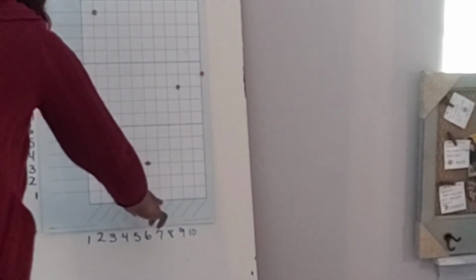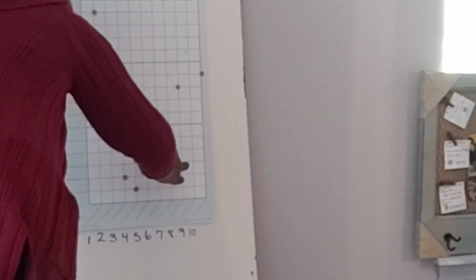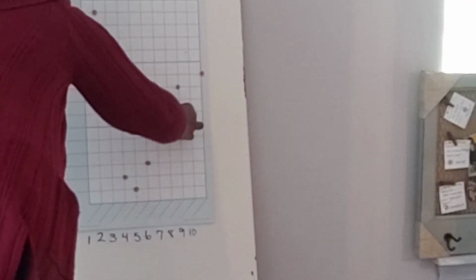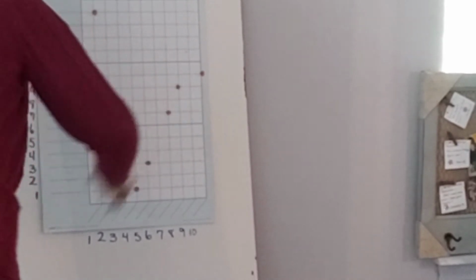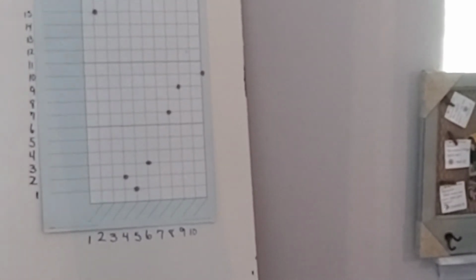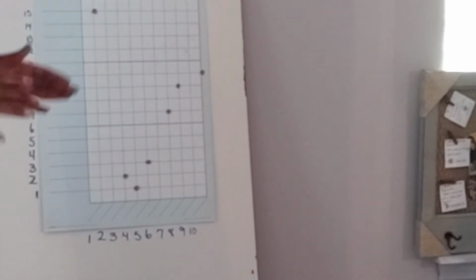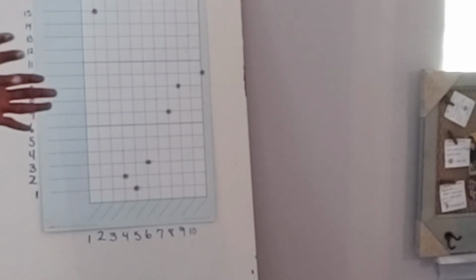Yes, so I go over 1, 2, 3, 4, 5, 6, 7. And then I go up the stairs, 1, 2, 3, 4, 5, 6, 7. Okay? And so that's what you're going to be doing when you're doing plot points. One of the reasons that you need to put your letters is so that when you connect those plot points, you know where to start and where to go.